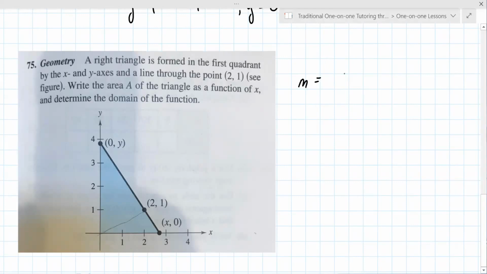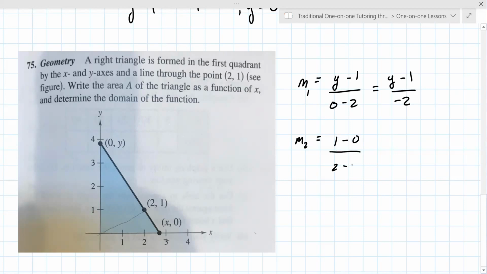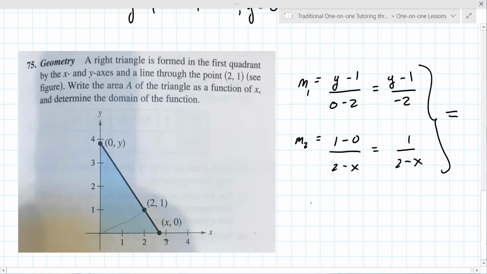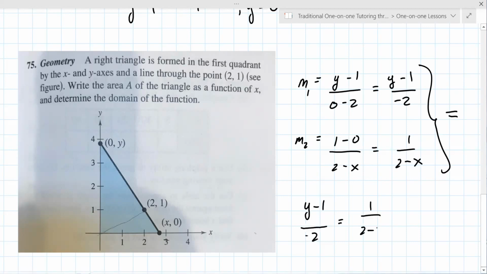The slope formula, as you know, we're basically using these 2 points here, and then we use these other 2 points because they're supposed to be the same. If we use these 2 points, we have y minus 1 over 0 minus 2, that's y minus 1 over negative 2. If we use these 2 points down here, we have 1 minus 0 over 2 minus x, which gives 1 over 2 minus x, and these are supposed to be equal. So if you set those equal, you get y minus 1 over negative 2 equals 1 over 2 minus x.